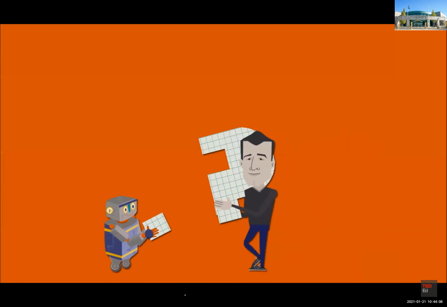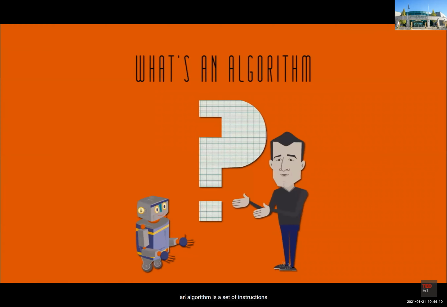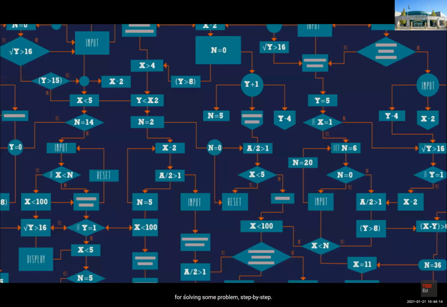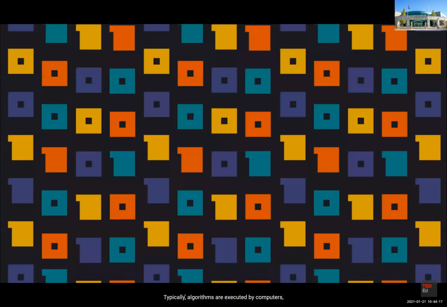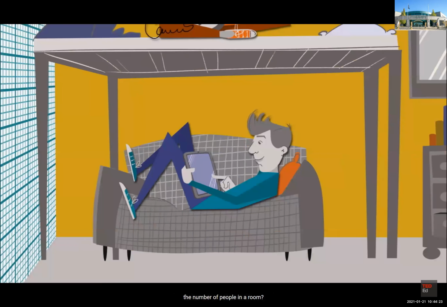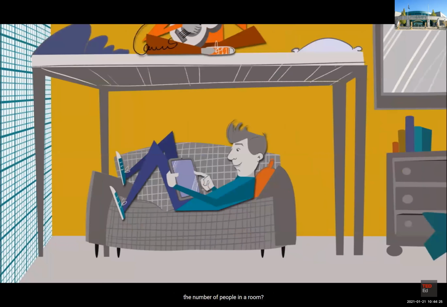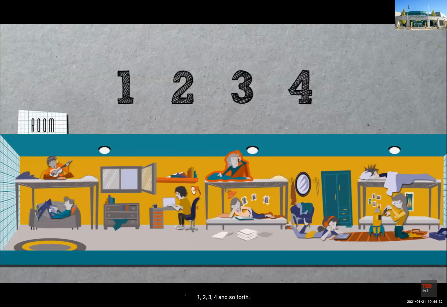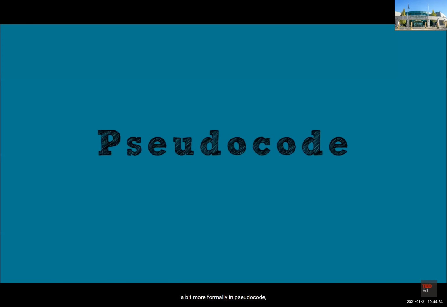What's an algorithm? In computer science, an algorithm is a set of instructions for solving some problem, step by step. Typically, algorithms are executed by computers, but we humans have algorithms as well. For instance, how would you go about counting the number of people in a room? Well, if you're like me, you'd probably point at each person, one at a time, and count up from 0. 1, 2, 3, 4, and so forth. Well, that's an algorithm.